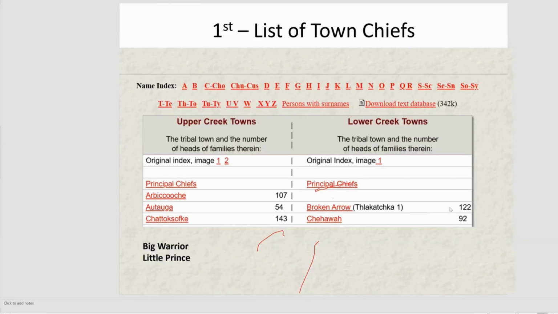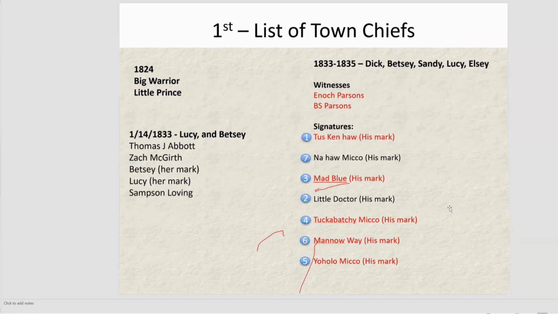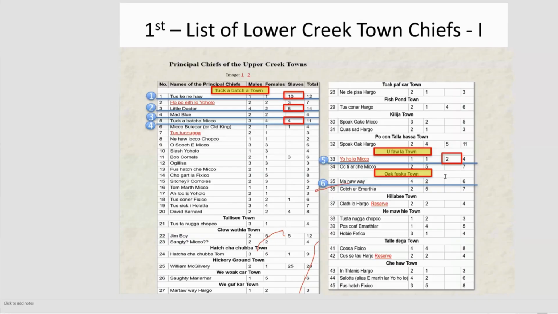So again, now we remember Big Warrior. Now we remember Little Prince. They signed these records. So this is me showing the correlation between the signatures and who was signing what, and where, and for what group of bodies of family. And the blue dots are representing that they were actually chiefs in what towns. Eufaula was where Yoholo Miko was. He had 2 slaves. Manowe is number 6. He was in Okfuskee. I'm not sure what that was or what it became. But Tukabatchee is 1, 2, 3, and 4. And now we get to see all the number of slaves that they had.